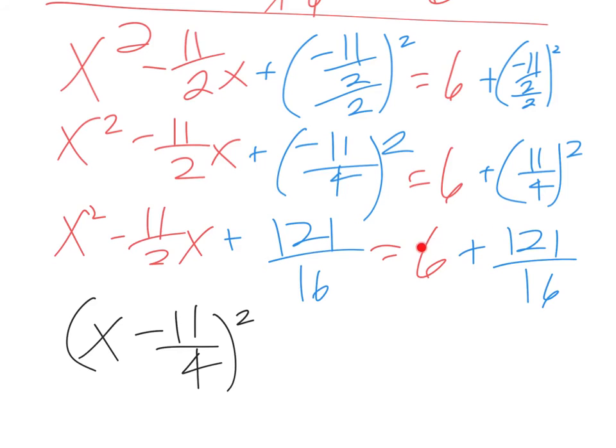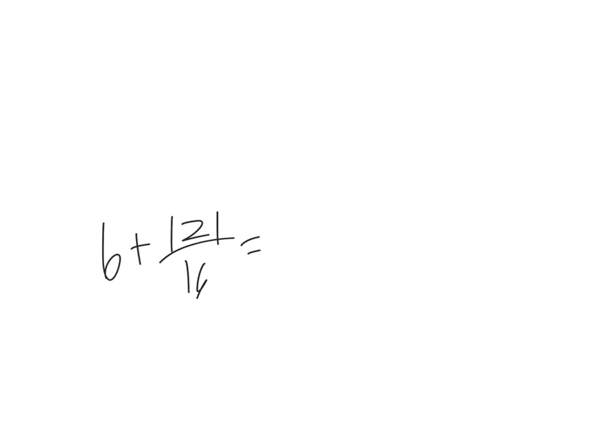And then this one is 6 plus 121 over 16. So we're going to have to do some least common denominator work. So when you are adding a whole number to a fraction, you want to make sure that whole number is also a fraction. So it needs to have a denominator of 16, because whenever you add or subtract fractions, they need to have the same denominator. So it's actually pretty simple.